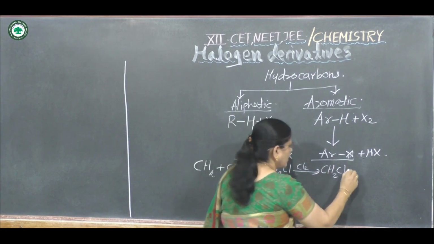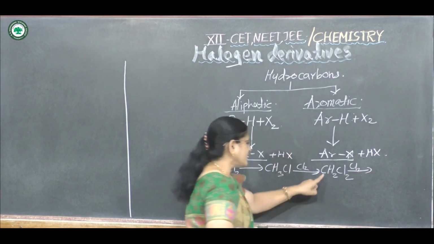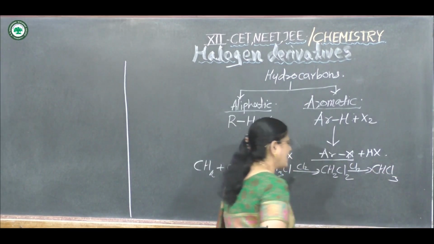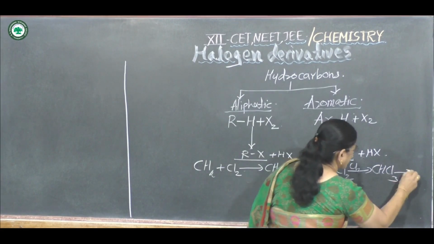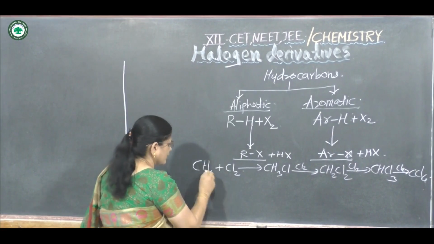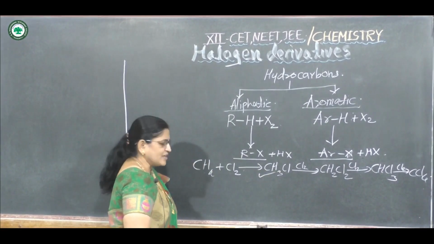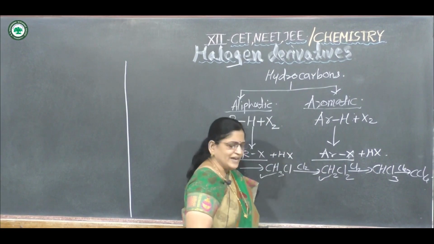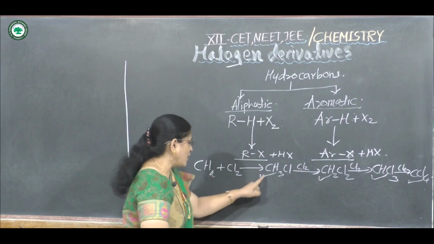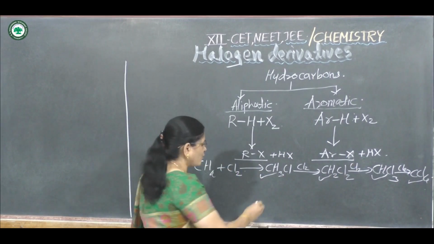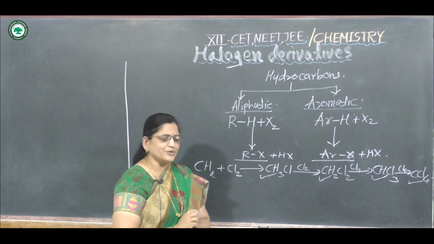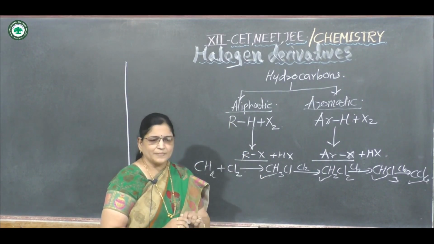Again, a third molecule of chlorine, if it reacts with this CH2Cl2, forms CHCl3. And again, a fourth molecule of chlorine gives CCl4. Then all these molecules, that is CH3Cl, methyl chloride, methylene dichloride, then chloroform and carbon tetrachloride, all these four molecules are called halogen derivatives of aliphatic hydrocarbons.